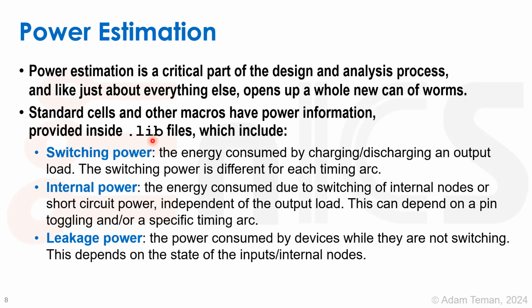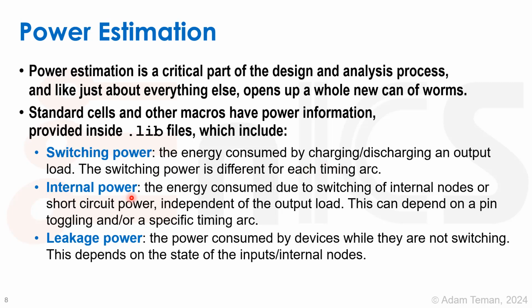Okay, and what does this include? There's basically three types of power. Switching power is the energy consumed by charging and discharging an output load. So the switching power is different for each timing arc. So that's our basic dynamic power. That's whatever it takes to charge and discharge the capacitors, which are the loads of the gate. That's the switching power. And so again, our .lib file will show for each timing arc, as a function of how much the load is, what our power consumption is going to be.